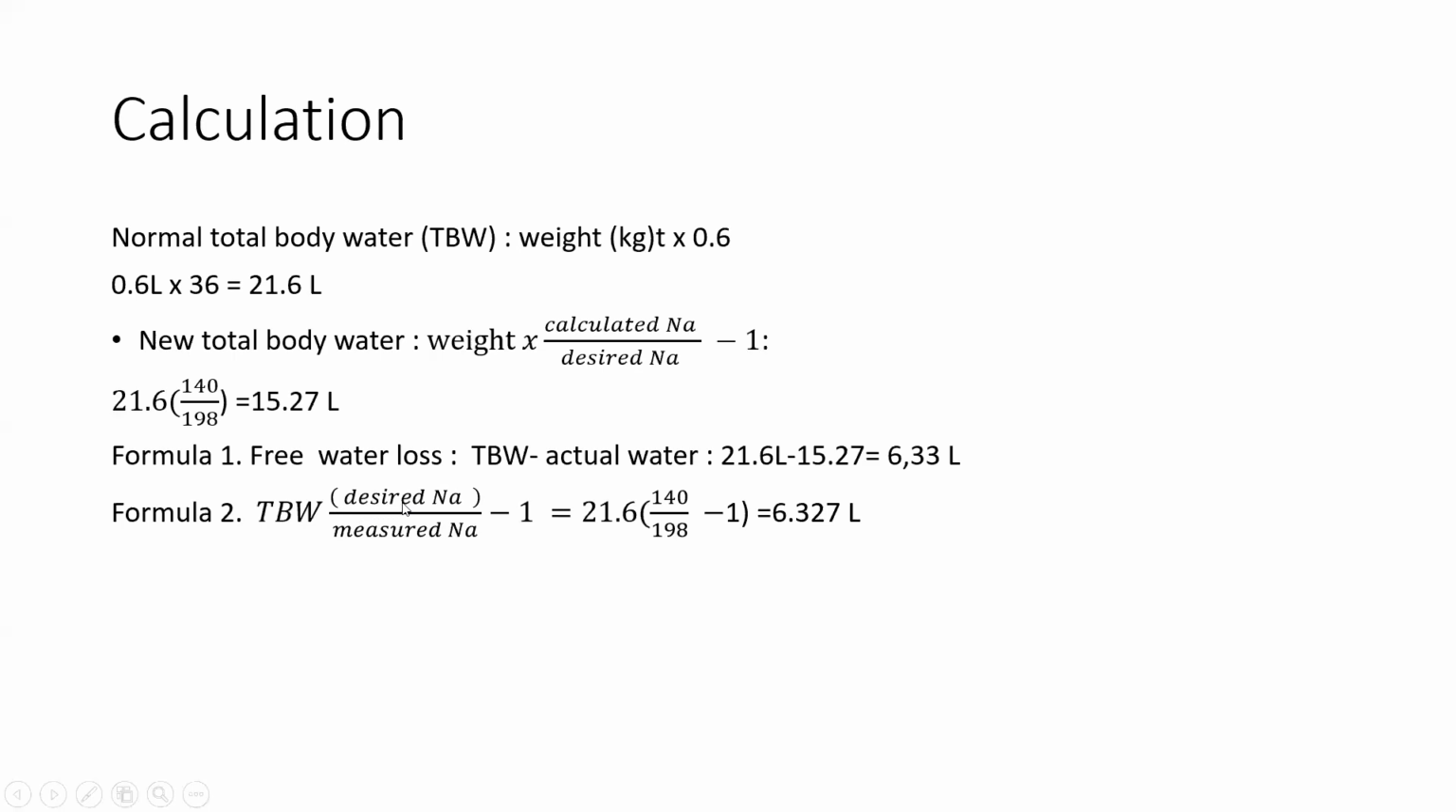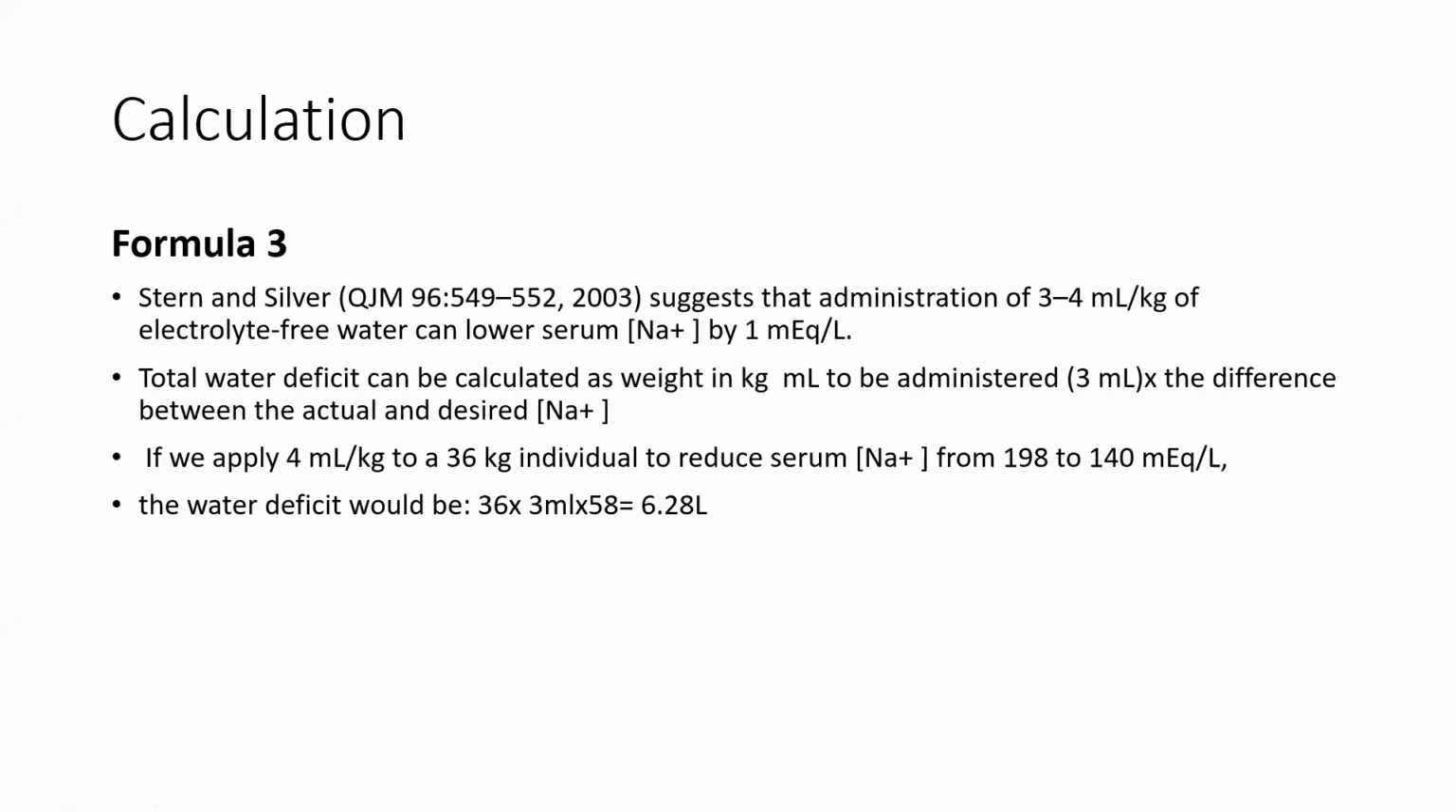Then decide the sodium. So you take the measured sodium and divide by the measured sodium minus 1. So this one will give almost the same result we found. So there's no big difference between 6 liters 333 and the 6 liters 327 mils. So now formula number 3.